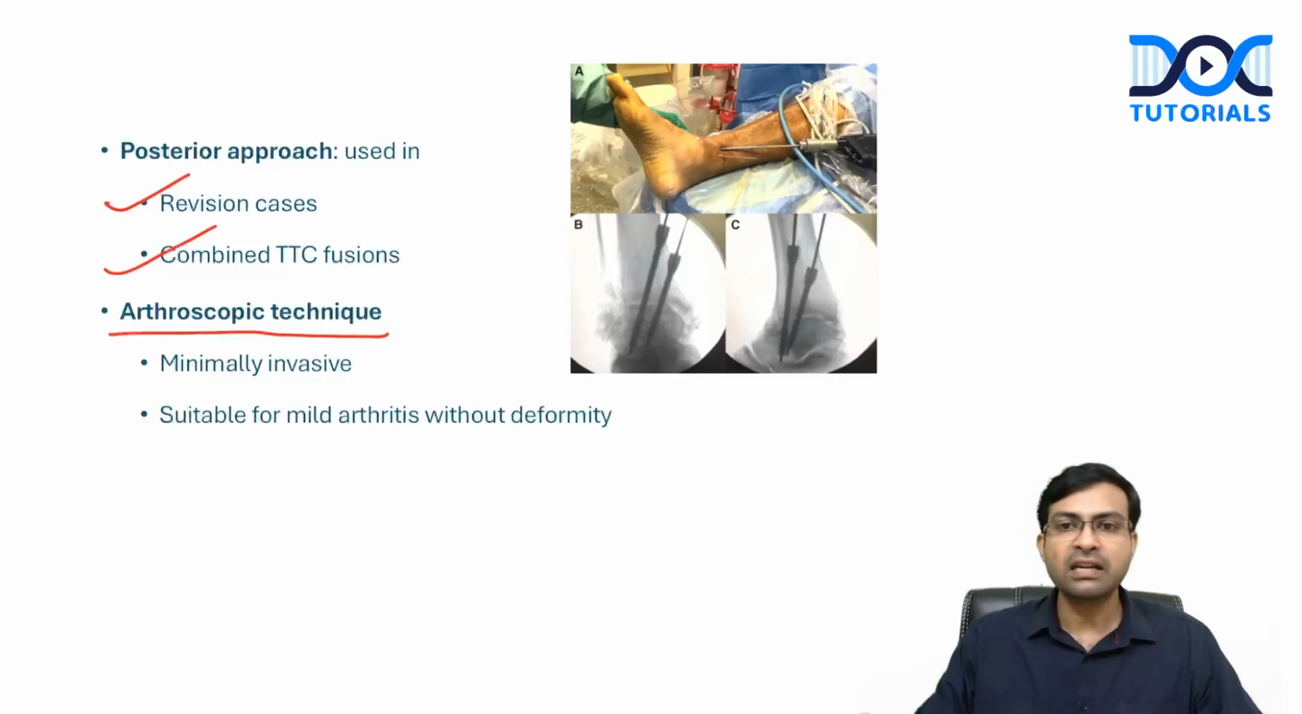That is, we enter the ankle joint arthroscopically and debride off all the cartilage from the undersurface of the tibia as well as the proximal part of the talus. Now, after removing the bone from there, we compress the bones and put two screws like this. Even these screws can be put in a minimally invasive fashion.